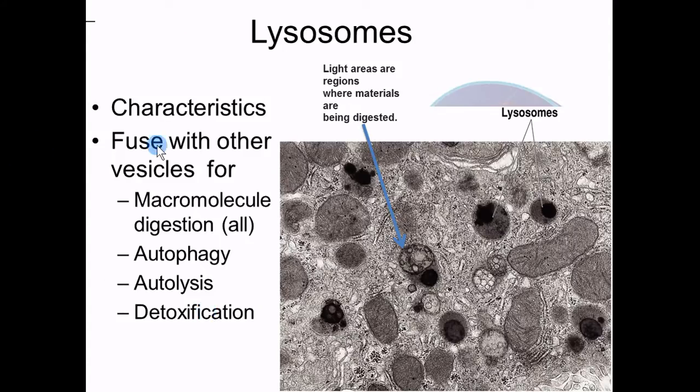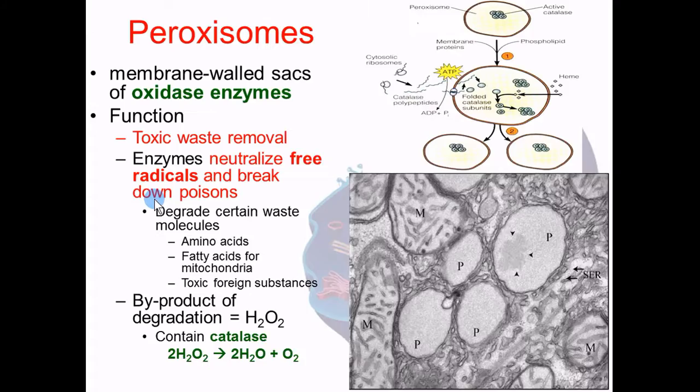By the way, I forgot to add colors to this. You definitely have to know a lysosome, so that should be in red, and then you should know these things in red. These are the main purposes.